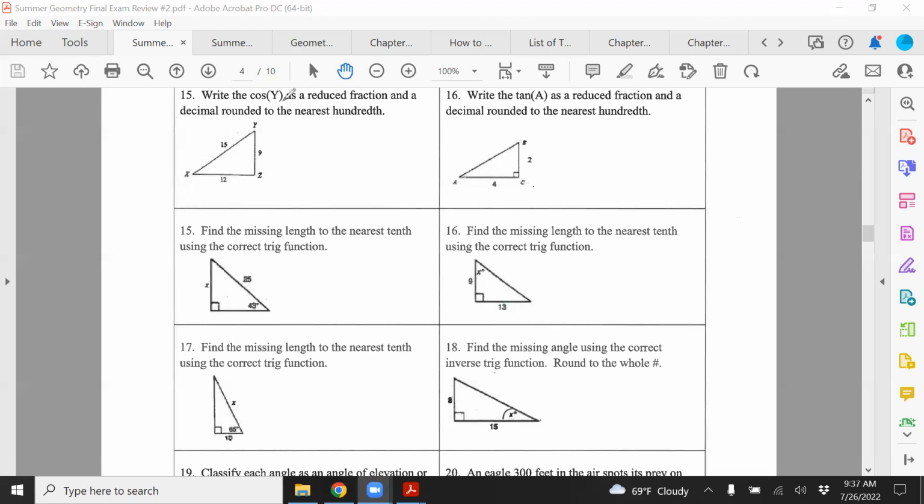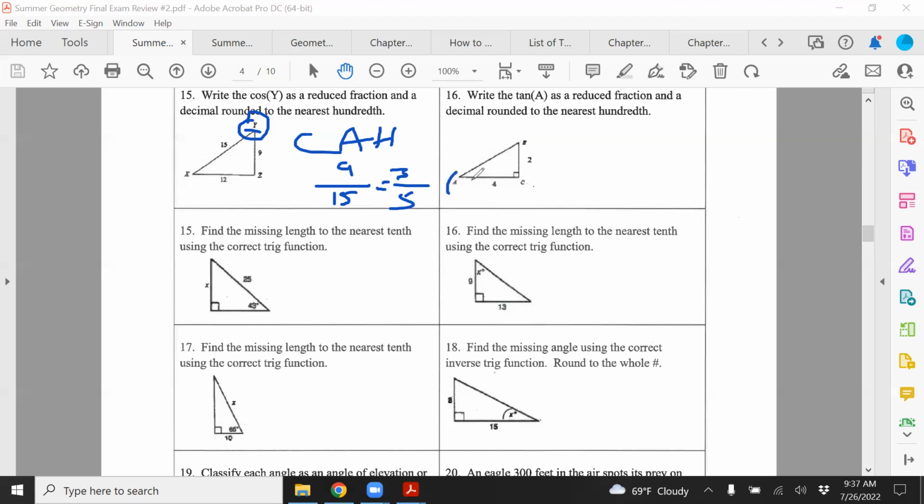If you guys forgot, you want the cosine of y. What does the A and H stand for? A is adjacent. So what's adjacent to y here? Is it 15, 12, or 9? Remember, adjacent has to be a leg, not a hypotenuse. So we only have 2 choices, either 12 or 9. Which one's closer to y? The 9. And which one's the hypotenuse? 15. That's it. If you reduce it, it's 3/5. You can use a calculator.